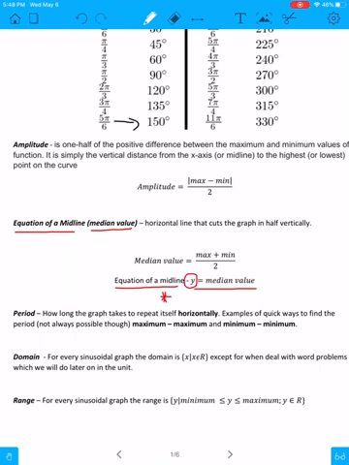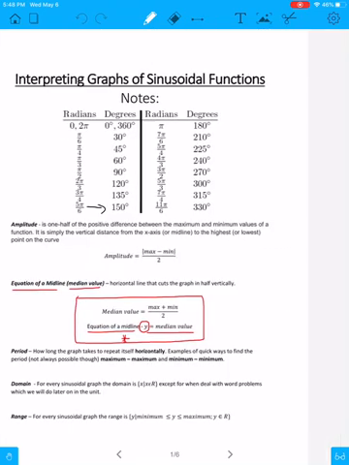Okay? Now, median value or midline, we're going to do the maximum plus the minimum divided by 2. So here are your equations if you're ever asked. If you're given a graph and you're asked to find the median value or the midline, you're going to use this formula. And it's on your front page, so you can always find it. So keep your notes close to you. Okay? So now we're going to look at some graphs and go and find the midline or the median value for all of them. So we're going to go ahead 2 pages.